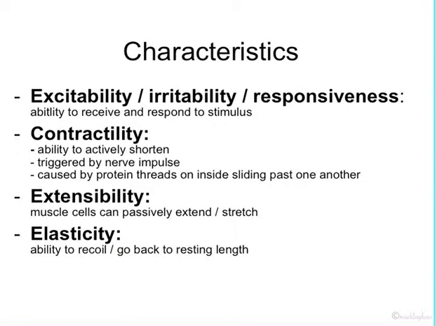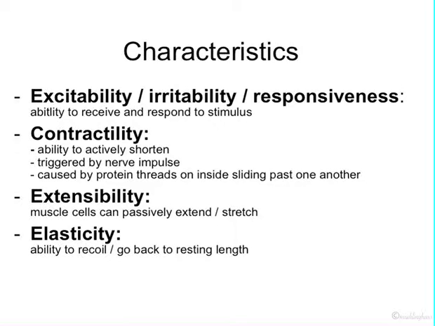When we look at what the characteristics of muscle are, muscle is excitable. So when we tickle it, it responds to a stimulus. When a nerve talks to a muscle, it will respond and contract. And that's the other characteristic, contractility. It has the ability to actively shorten.